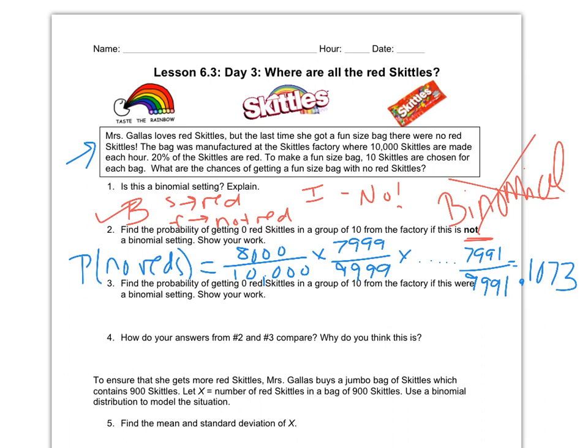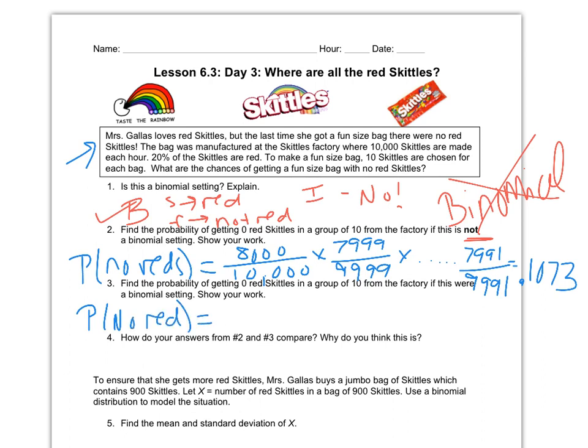Okay, so now as we move on to number 3, it asks us to find the probability of getting 0 red Skittles in a group of 10 from the factory if this were a binomial setting, and to go ahead and show our work. So you can use your calculator, or you could use the formula.